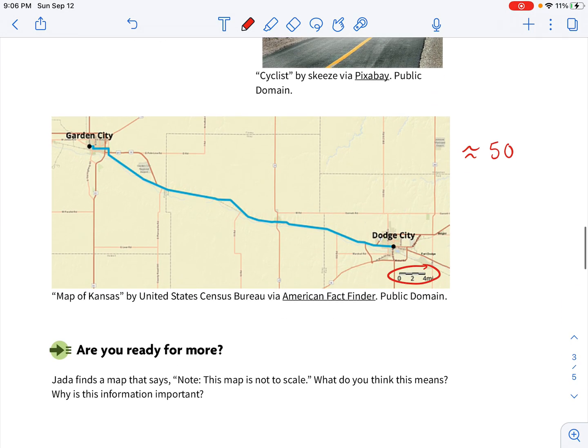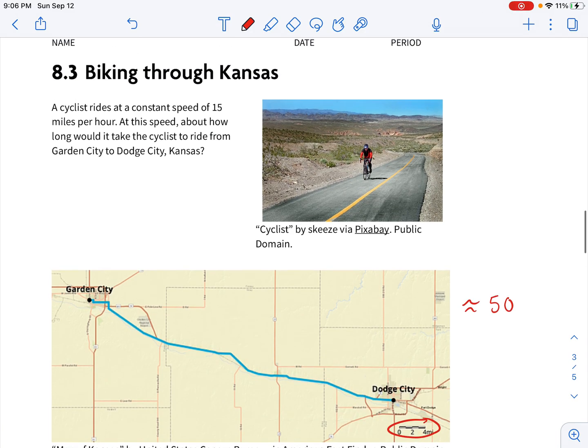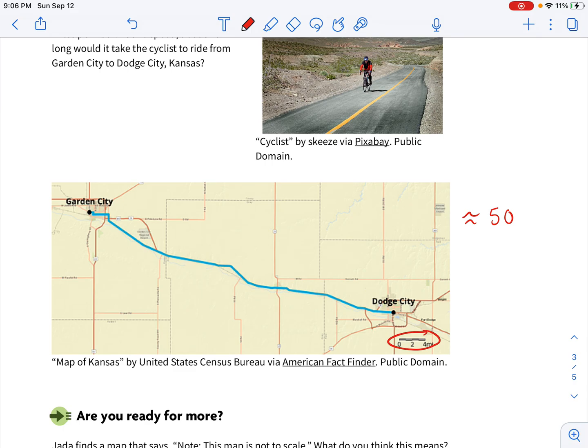So now our question is, at 15 miles per hour, how long will it take the cyclist to ride from Garden City to Dodge City? Well, if he's going 15 miles per hour and it's 50 miles, we just have to divide 50 by our speed. 15 can go into 50 3 times. That's going to give us 45, which leaves us with 5. So it's 3 and 5/15, which is equal to 3 1/3. So it's going to take him 3 1/3 hours.